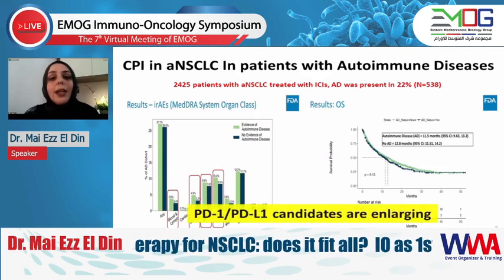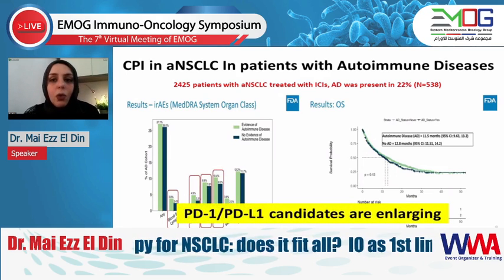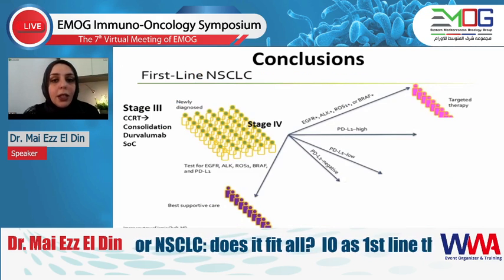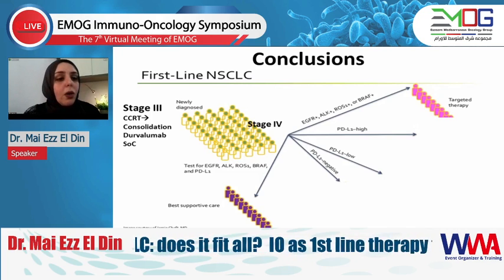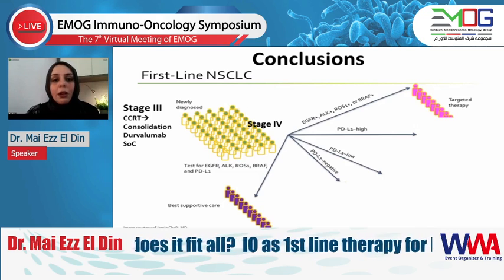So the pool is enlarging, it is accommodating more patients. So in the end, a conclusion: stage 3 concomitant chemoradiotherapy followed by consolidation durvalumab is our new standard of care.